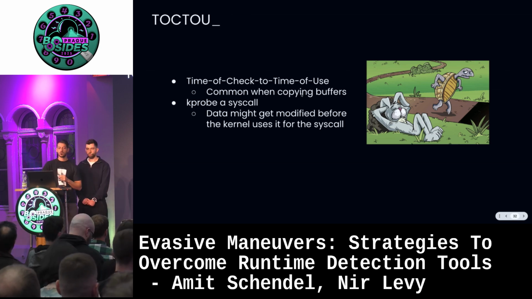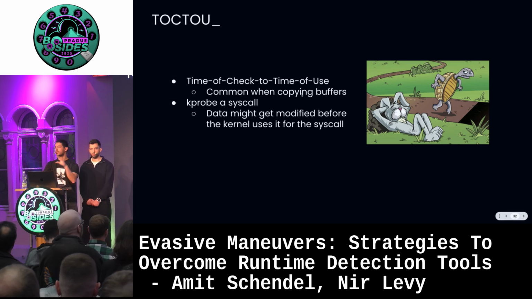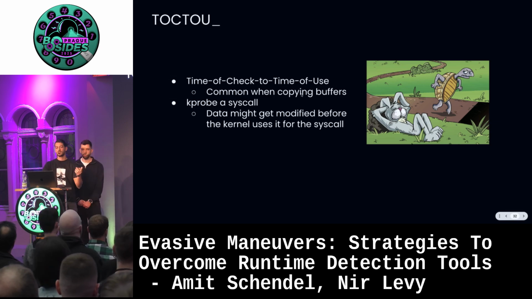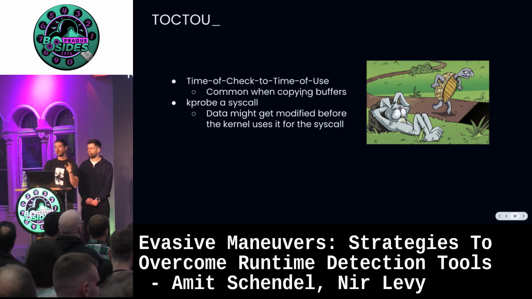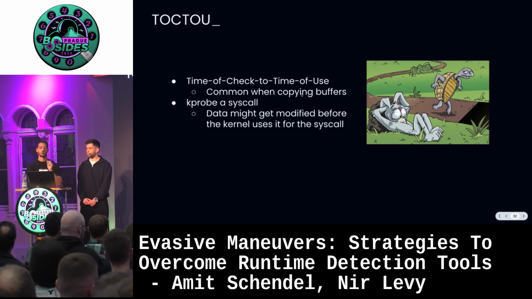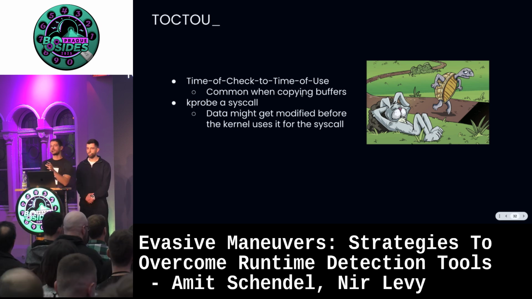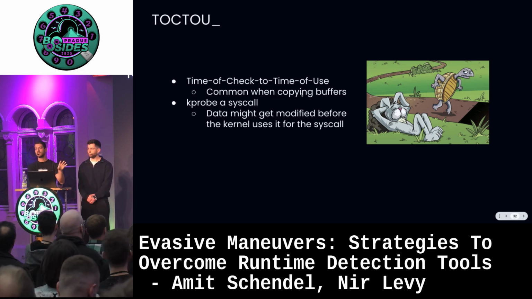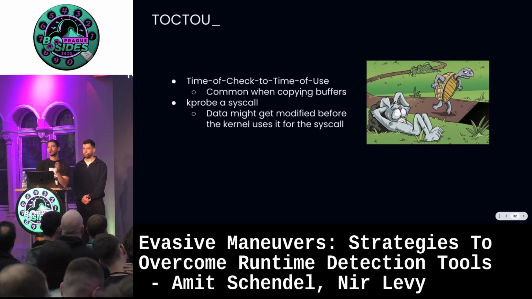So we said with eBPF, we can hook almost any system call, right? And this is what the vendors are doing. So let's imagine we are putting a kprobe, which is a type of hook, on a system call, let's say open or exec. Now, the data that's being transferred to this system call, for example, we want to open a file, so we pass the path to the file, right?